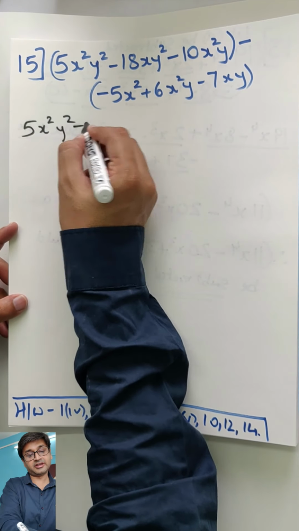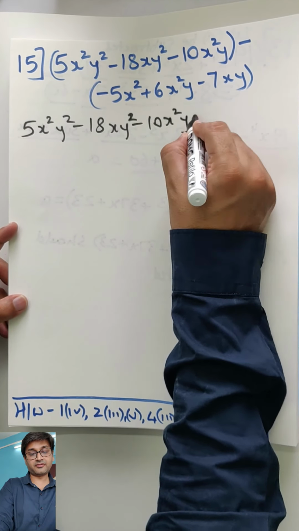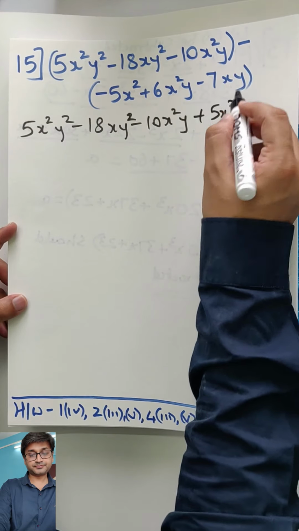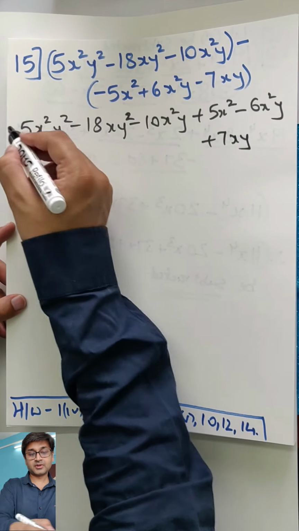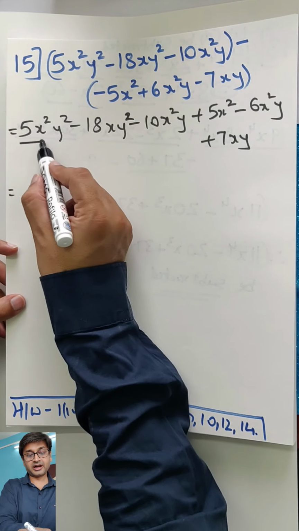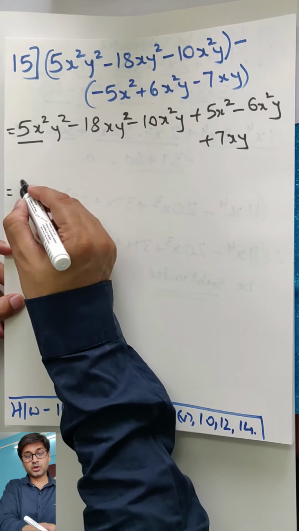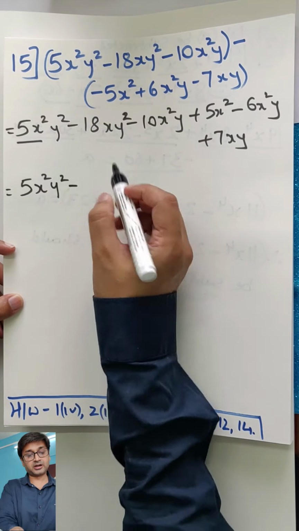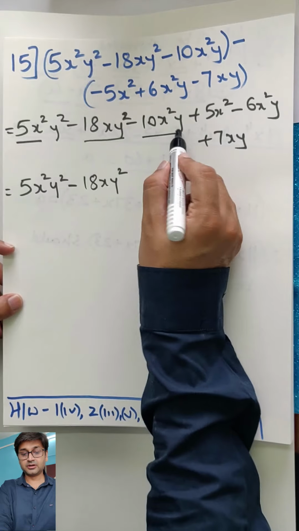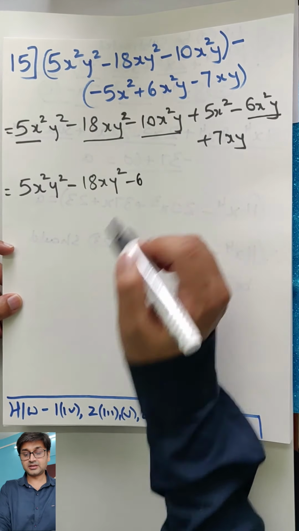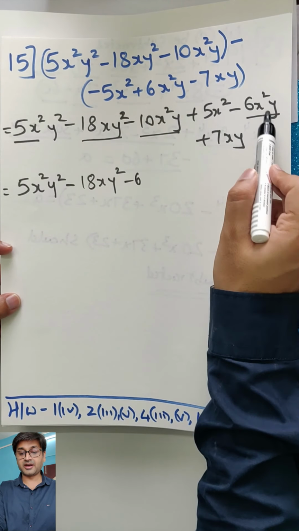So 5x square y square, 18xy square, 10x square y, minus minus plus, minus plus minus, minus minus plus, equal to. So 5x square y square. Is there any other x square y square? No. So keep it all alone. No partner for you. 18xy square. Is there a partner? Here only. No, not here. This one, minus 6. Oh, not even that one. So this is also all alone. xy square. See, this is x square y, x square y.